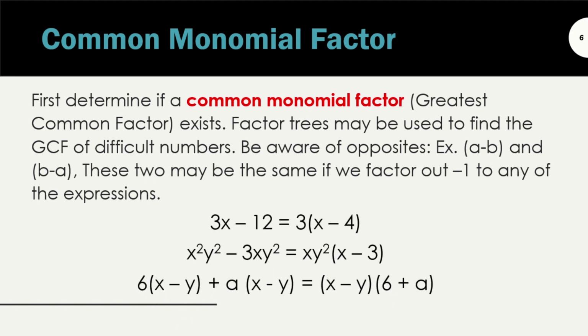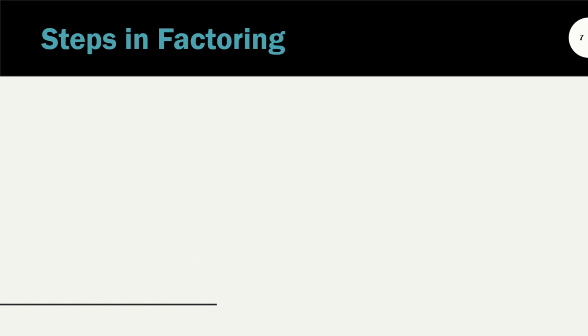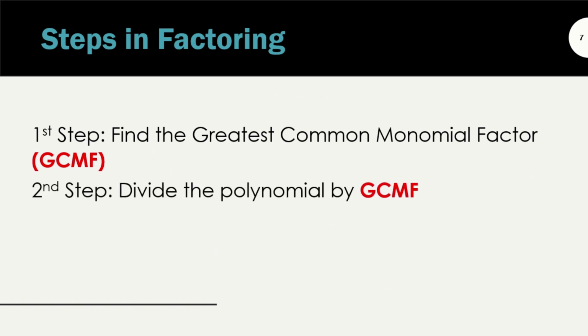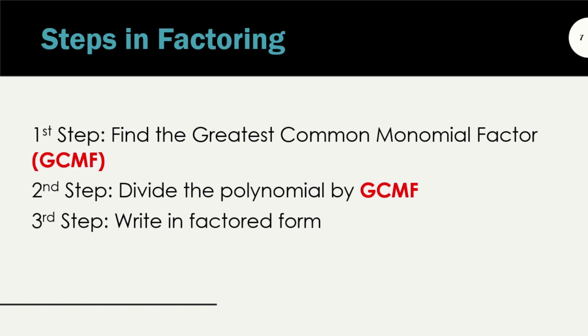So now, here are some examples that will show you how we are going to determine the factor using common monomial factors. Steps in factoring. First step, find the greatest common monomial factor or GCMF. Second step, divide the polynomial by GCMF. And lastly, third step, write in factored form.